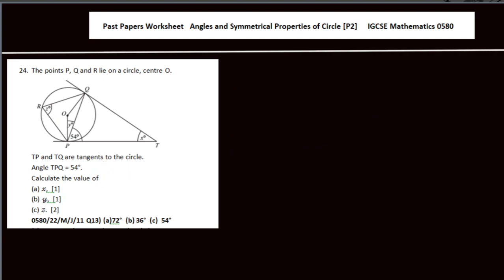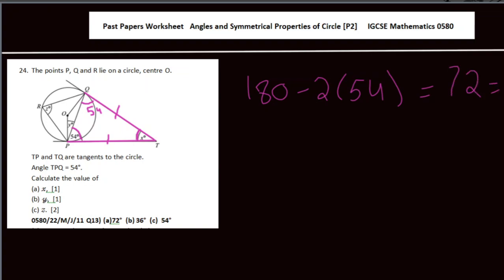Now we have to find angle x in the next question, and y and z. Let's start with angle x. We know from the property of circles that tangents to the circle originating from the same point are equal in length. So this line and this line are equal in length. That means if this angle is 54, this would also be 54. So x would be 180 minus 2 times 54, which gives us 72, so x equals 72.